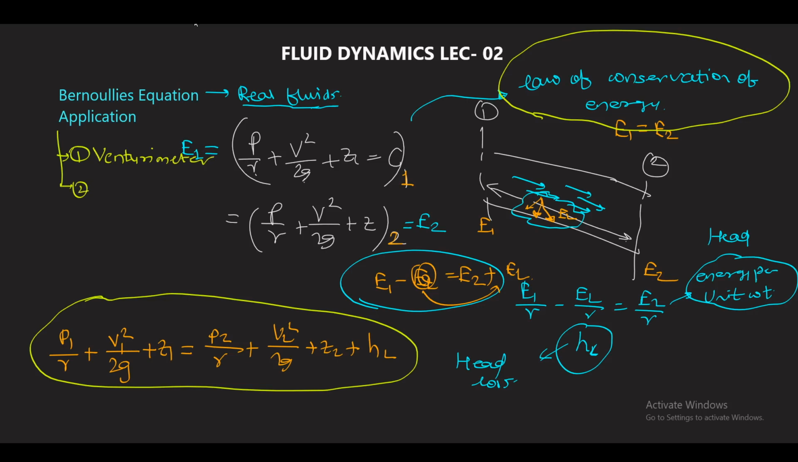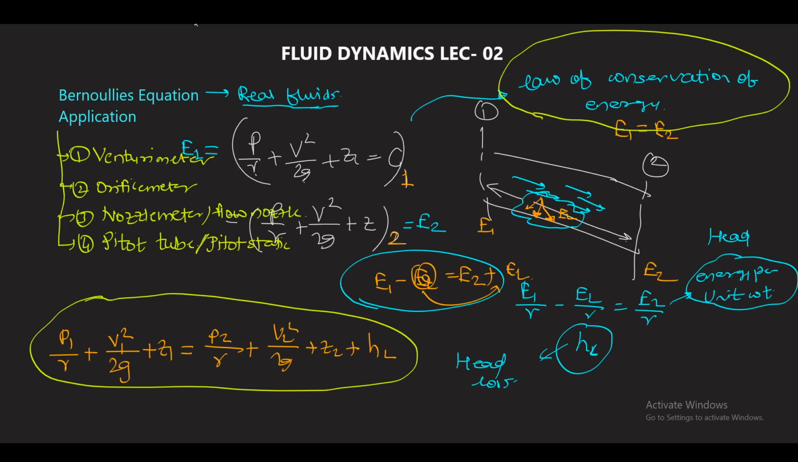The second one is the orifice meter. The third one is the nozzle meter. Some say flow nozzle or nozzle meter. Then the pitot tube. This is one of the important applications of Bernoulli's principle, that is the pitot tube. Then again there is a small topic, the pitot static tube. We will be discussing how these two are different from each other.